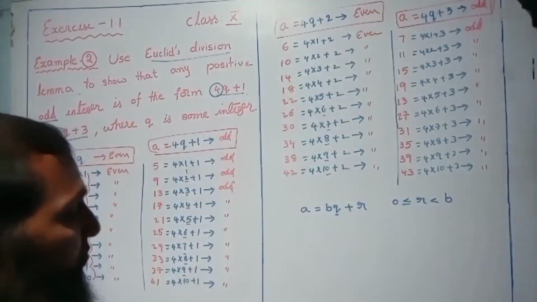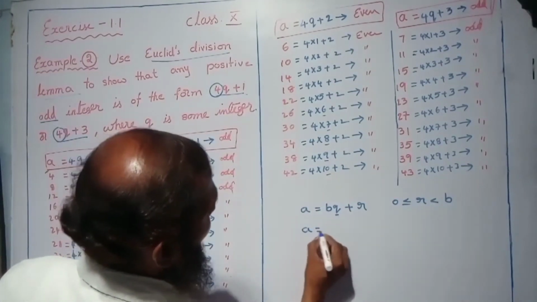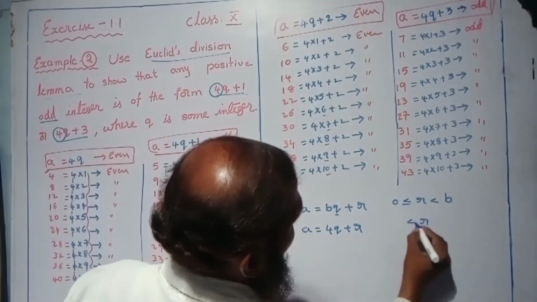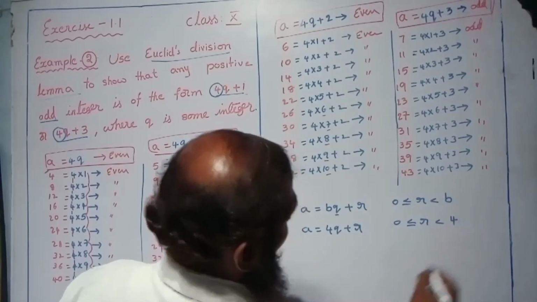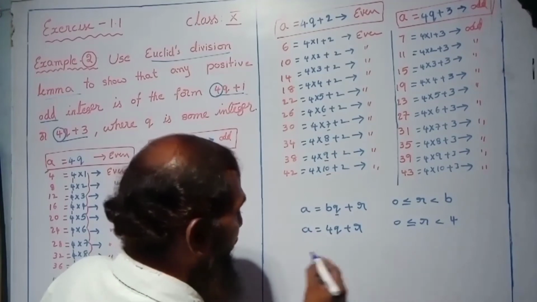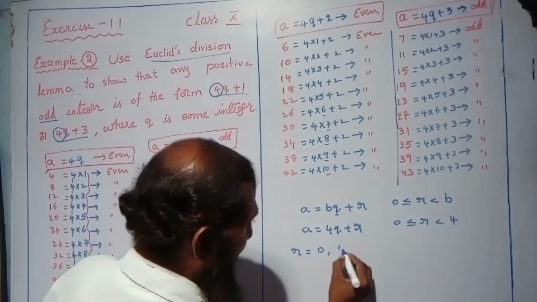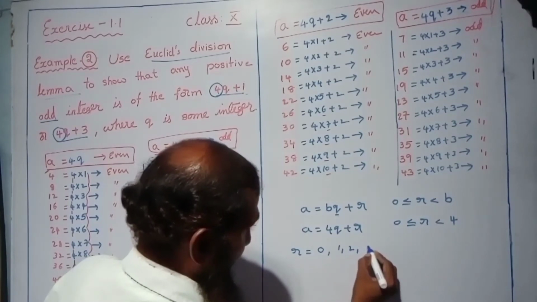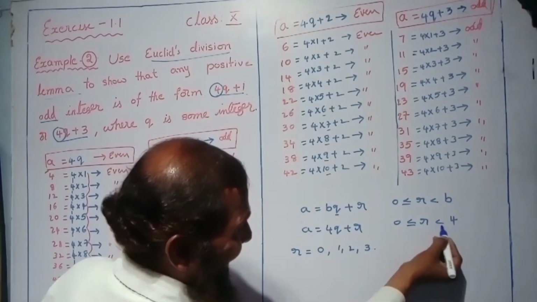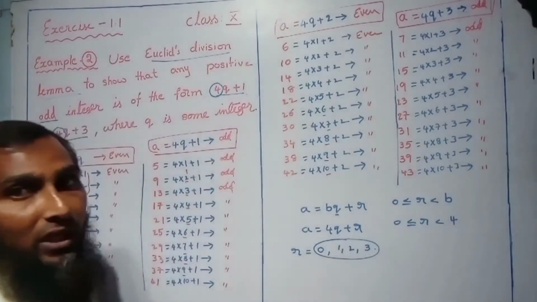So see here, in this Euclid division lemma, a is equal to 4q plus r. So r lies between 0 and 4. This remainder always lies between 0 and 4. It means 0 and 4, what will you get as remainders? 0, and 1, 2 and 3. So not taking 4. Why? Because the remainder is always less than 4. So these are the only possible remainders.